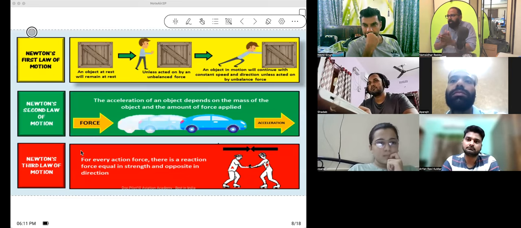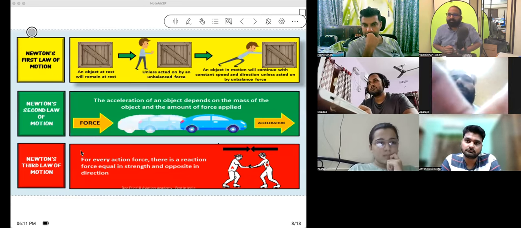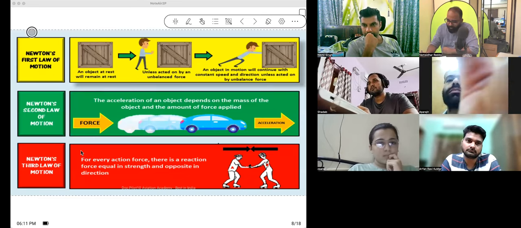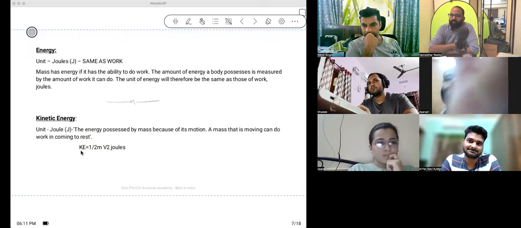Next two slides. Here, Newton's laws of motion. Can someone say all the three laws of motion you have seen just now on the screen?